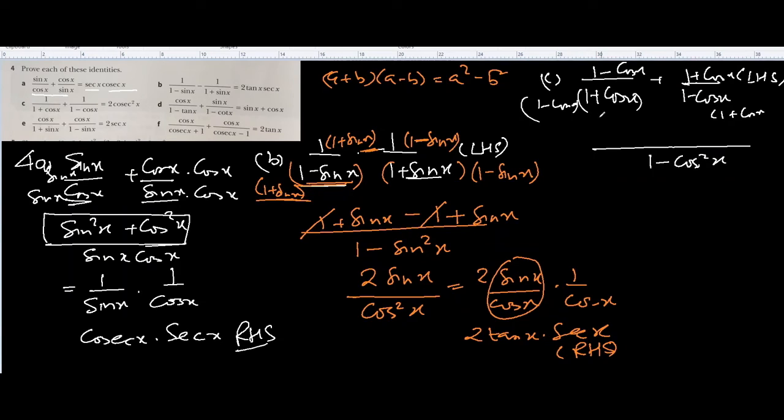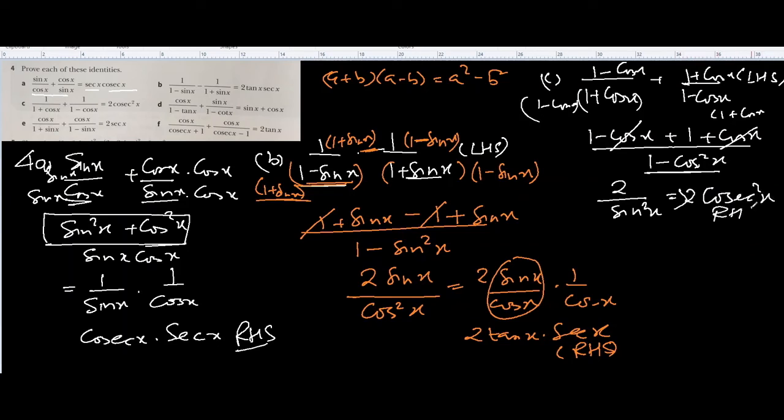Yeah, and 1 minus cos x first, and plus 1 plus cos x. Minus cos x and plus cos x cancel. We know 2 over 1 minus cos square x, which is sin square x, and 1 over sin square x is cosecant square x. So our final answer is cosecant square x, which is RHS. Good.